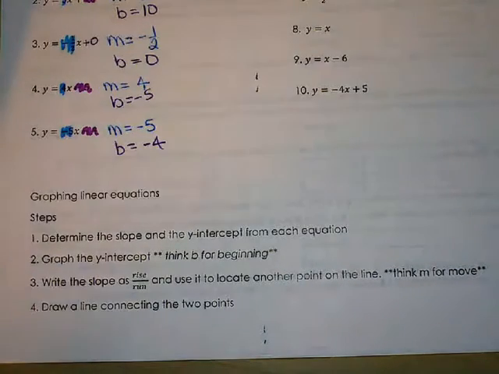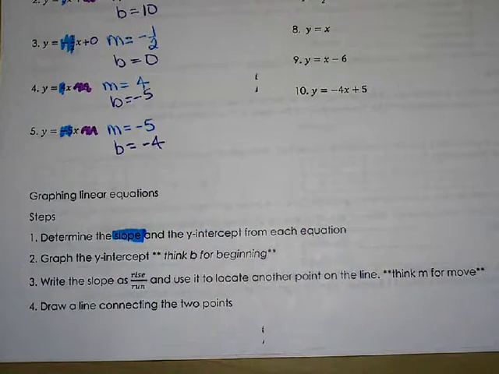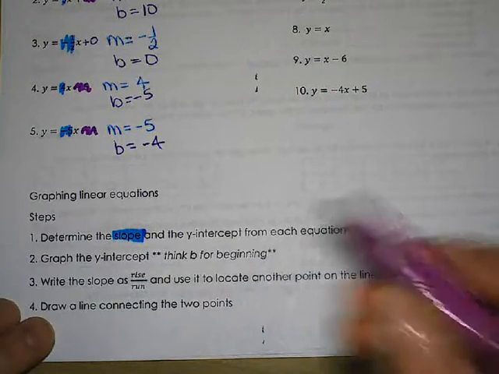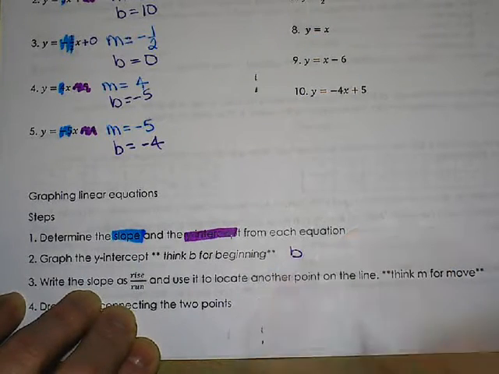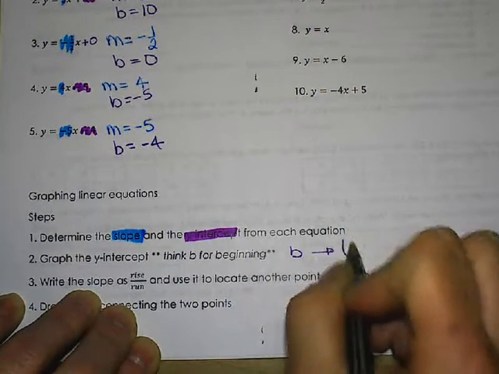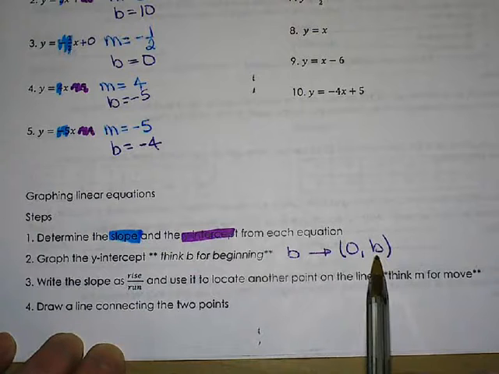Now that we can identify the slope and y-intercept in the slope-intercept form of a linear equation, we are going to look at graphing the linear equation. Step 1 is to determine the slope and the y-intercept. We determined our slope as the m in blue and the y-intercept in purple. You graph the y-intercept first. The y-intercept is the b, which is found at 0, b.